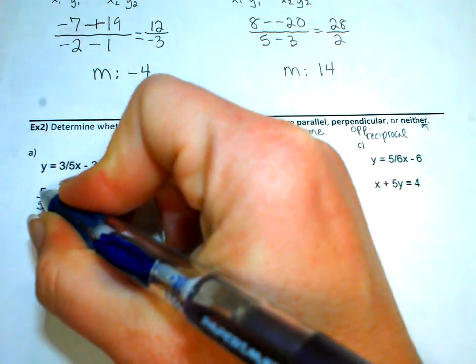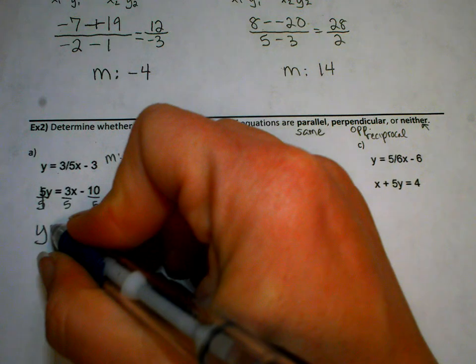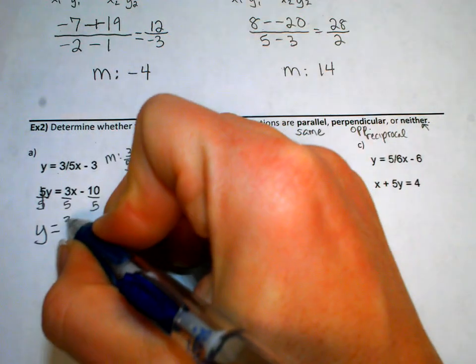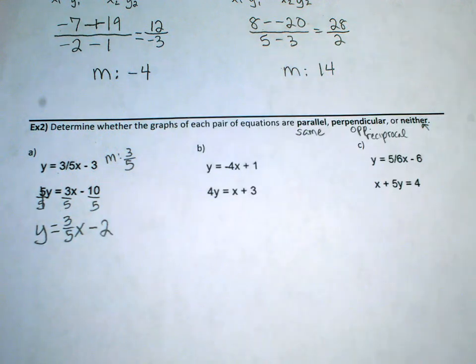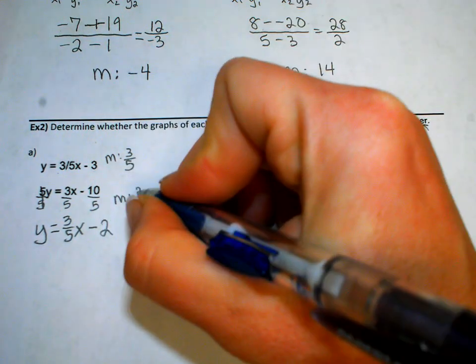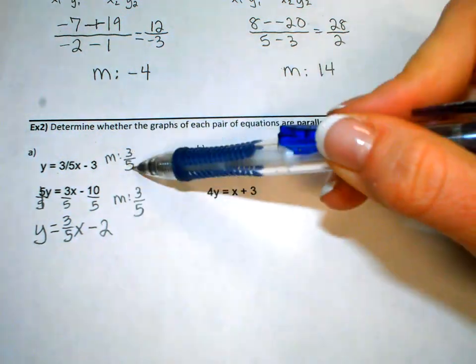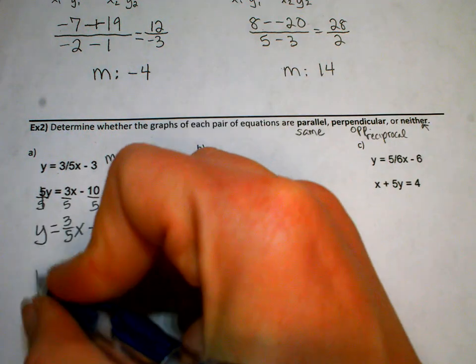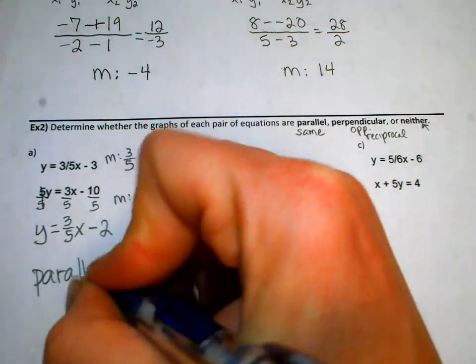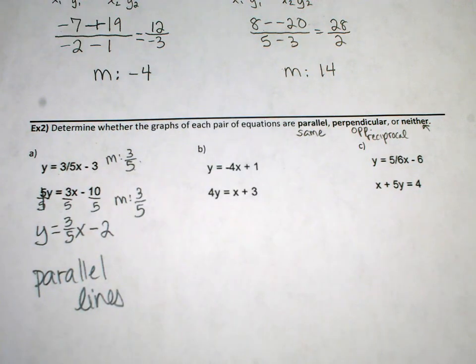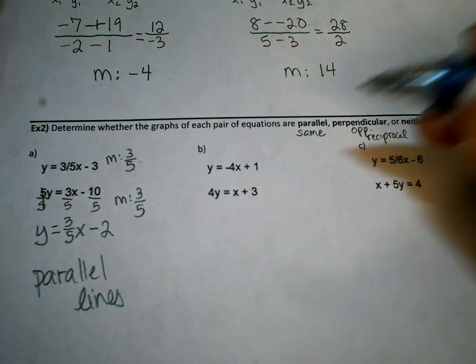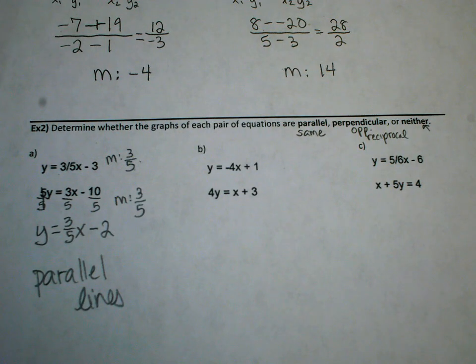My new equation, 5 over 5 becomes just 1y, or y, equals 3/5 x minus 10 over 5, 2. So my slope of the second equation is 3/5. These have the same slope, which means that they are going to be parallel lines. Just look at the slope. Okay? Press pause. Do part B on your own.